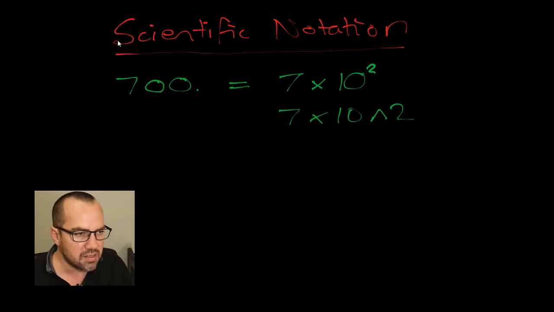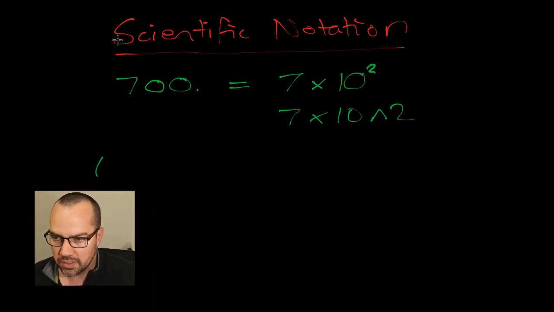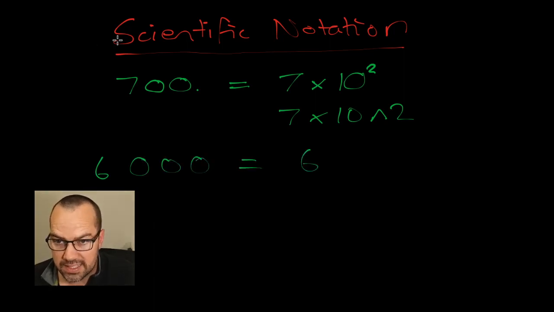Alright, so that's a nice small example. I could do it with a bigger number, let's say 6,000 equals 6 times 10 to the power of 3, because I have moved the decimal place 1, 2, 3 times to turn that into a 6.